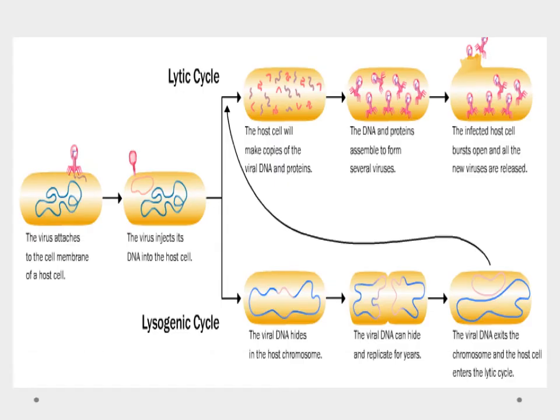So here we can see a real quick overview of these. We have our lytic and our lysogenic cycle. Remember, it all starts when this virus comes down and injects its DNA into its host cell. And from there it determines which path to follow.